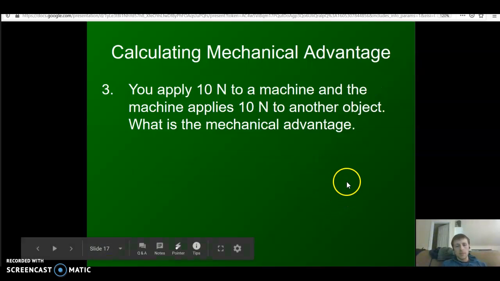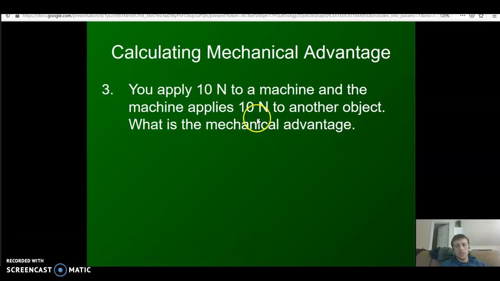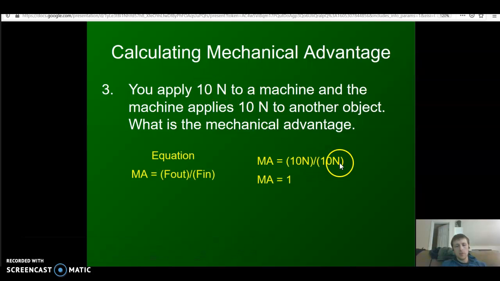Lastly, let's take a look at this machine. You put 10 newtons in, you get 10 newtons out. 10 divided by 10 is 1. Is there a point to this machine, you might say? There could be. This machine could be redirecting your power.